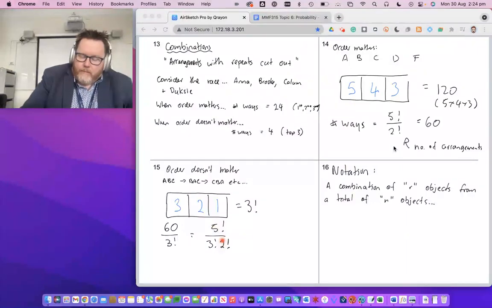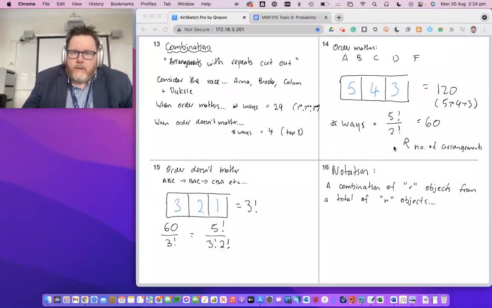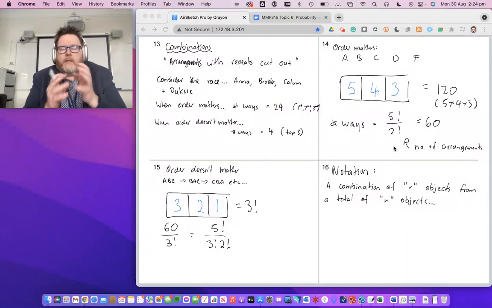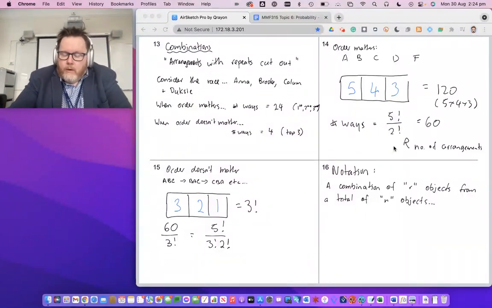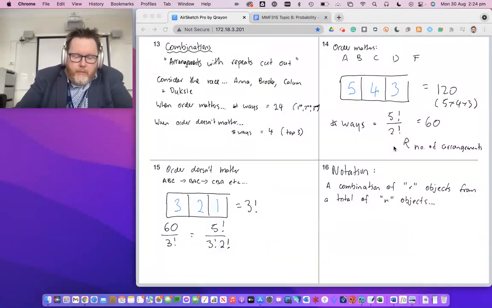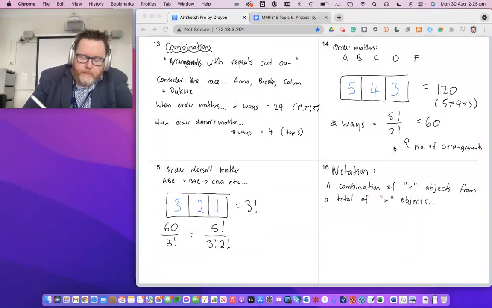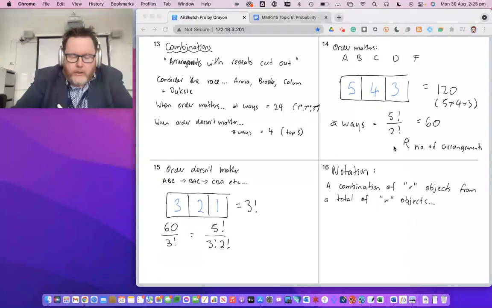So this bit is the arrangements. This bit is cutting out the same combinations, I suppose. Okay, and that's how you do a combination problem. You're simply dividing by an extra thing. Now, I'm going to put the formula down at some point as well. I'll do it on the next screen, actually. So I'll just go over the notation.